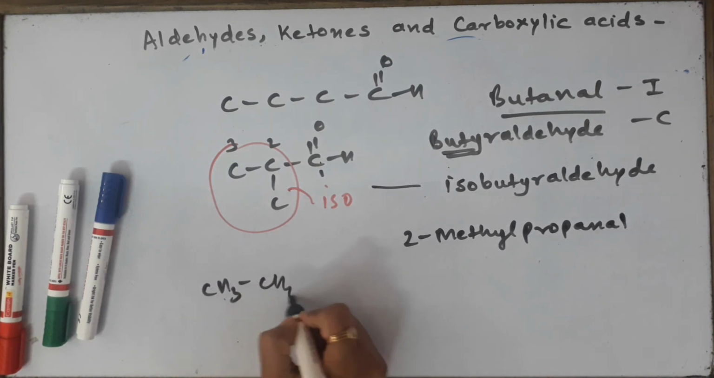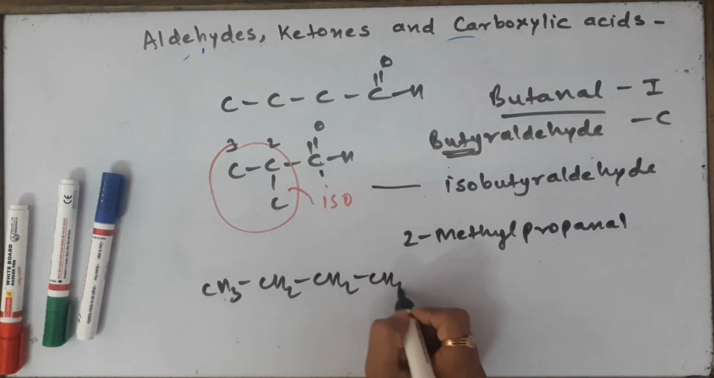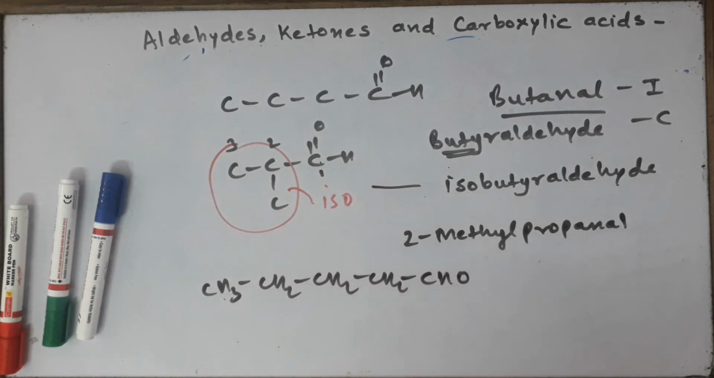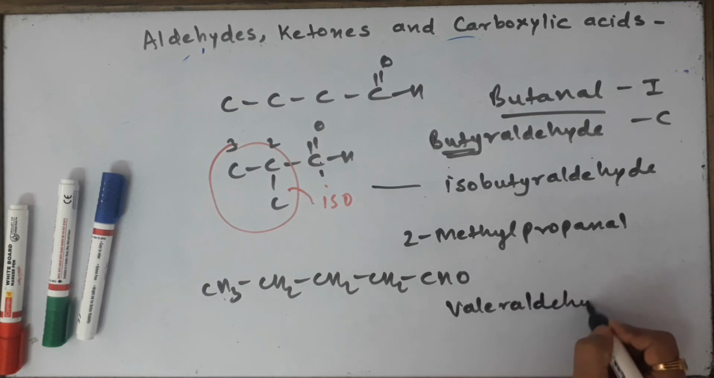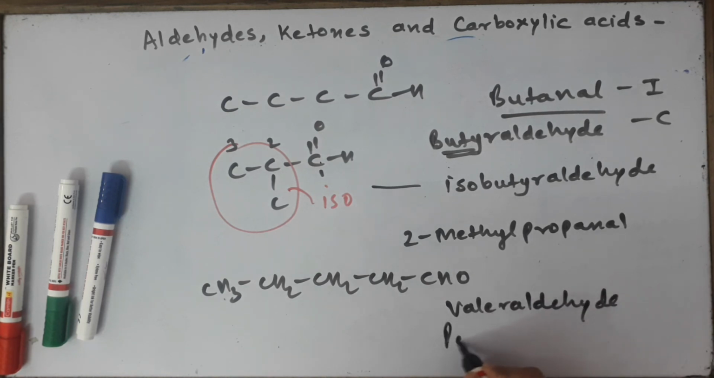Same way we can have different examples. One more example I'll take, CH3 CH2 CH2 CH2 CHO, 5 carbon atoms. 1, 2, 3, 4, 5 carbon atoms. So we are going to have the common name as valeraldehyde and the IUPAC name as pentanal.